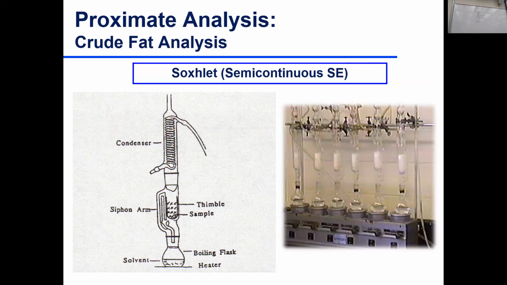You can also pre-weigh the flask and evaporate the solvent using a rotovap, but it takes a long time to evaporate 350 milliliters of solvent, right? It's a lot of time. But we don't do that. What we do for Soxhlet is pre-weigh our thimble with the sample and then weigh it after we extract the fat. The weight difference is the fat extracted. Okay, because this would be a defatted sample at the end.